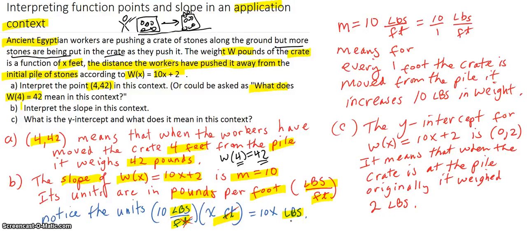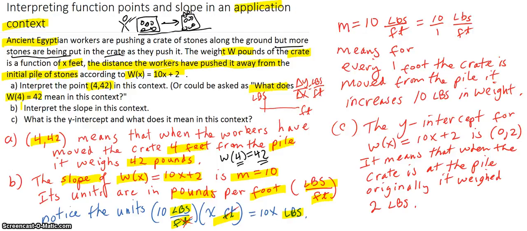Another way of looking at that is on a graph. If you graph W of x, it'd be feet on this axis and W pounds on the vertical. So when you do delta y over delta x, the delta y part is in pounds on the vertical axis and feet are on the horizontal axis. That's another way you can see that.